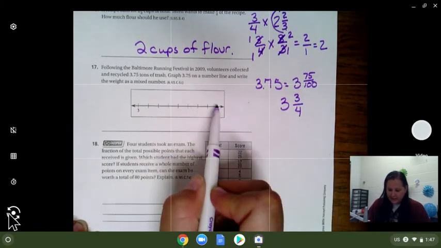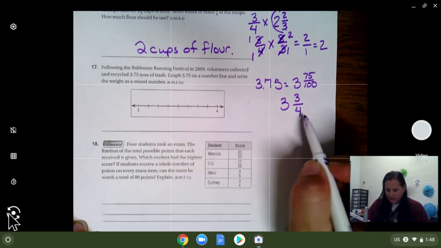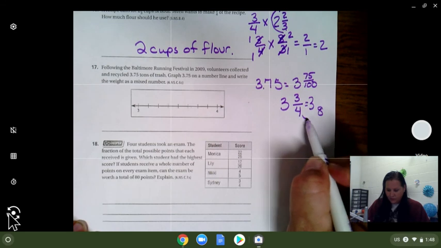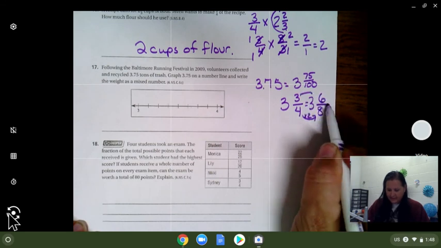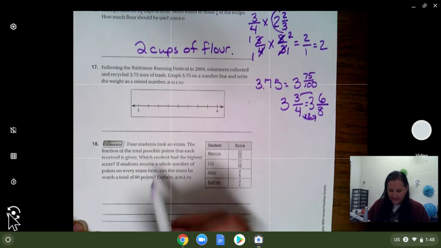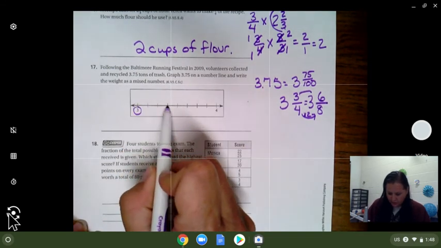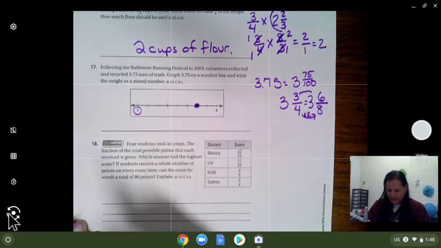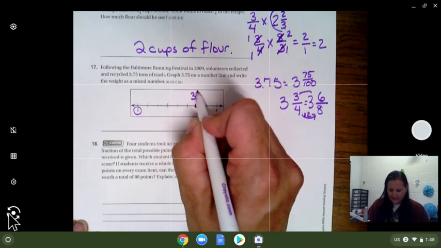Now this line is cut into 8 sections. So instead, I'm going to want the bottom number here to be an 8. So I'm going to have 3, and then 4 times 2 is 8, 3 times 2 is 6. So I'm going to get 3 and 6/8. Here's my 3. Now this is 1, 2, 3, 4, 5, 6, 7, 8. So we just go to the one that is 6 over. This is the spot for 3 and 6/8.